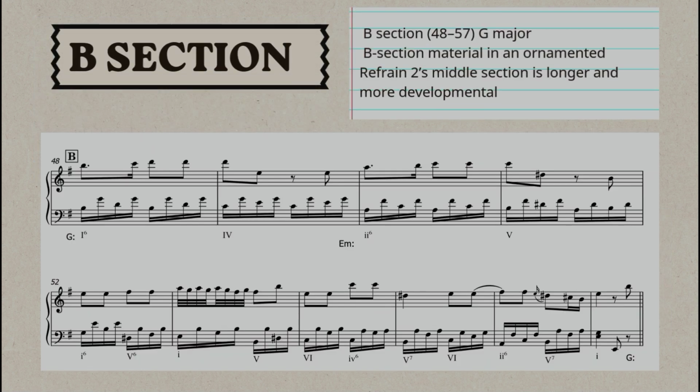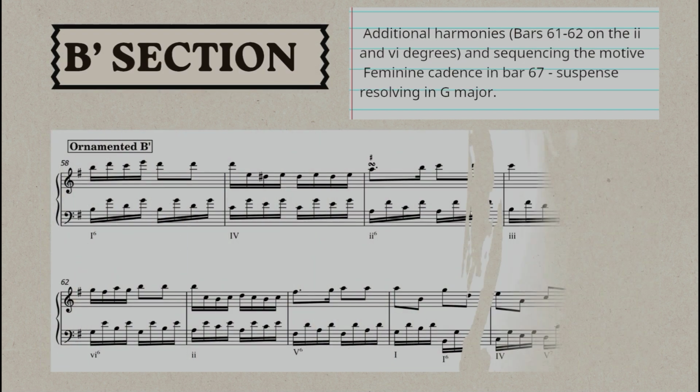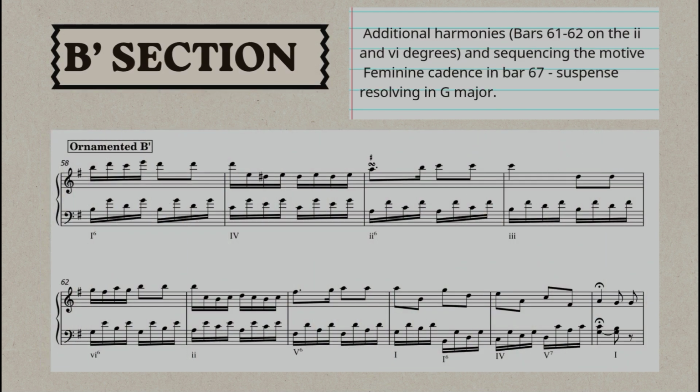The B section, from bars 48 to 57, again serves as the contrasting middle, but this time Haydn embellishes and expands it. Instead of only a few bars of digression, he repeats the B section material in an ornamented sequence. Bars 58 to 67 are essentially B prime, an extended variant of B. This means refrain 2's middle section is longer and more developmental, touching additional harmonies, bars 61 and 62, on the second degree and sixth degree, and sequencing the motif.